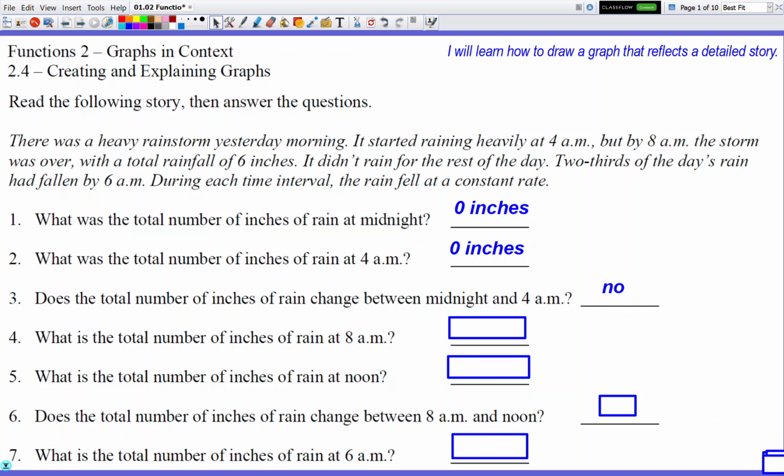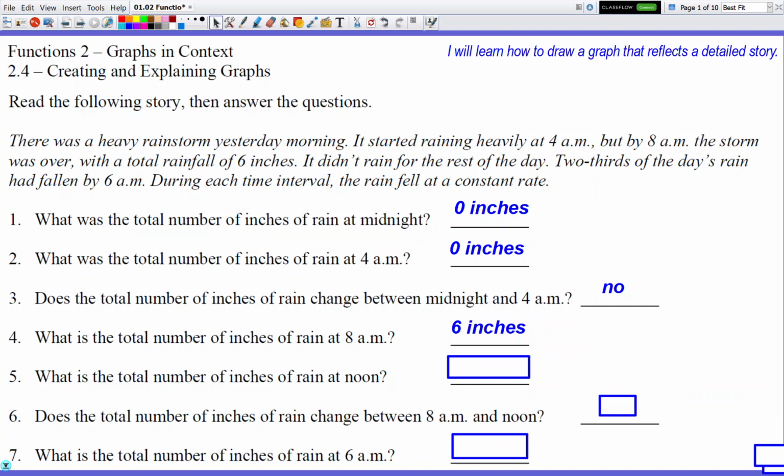Okay, so what is the total number of inches of rain at 8 a.m.? Okay, so let's make sure you read on in the story, and it says, but by 8 a.m. the storm was over with a total rainfall of 6 inches. Okay, so I think 6 might be the answer. So 6 inches, very good.